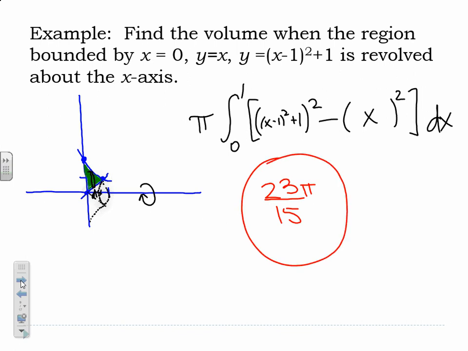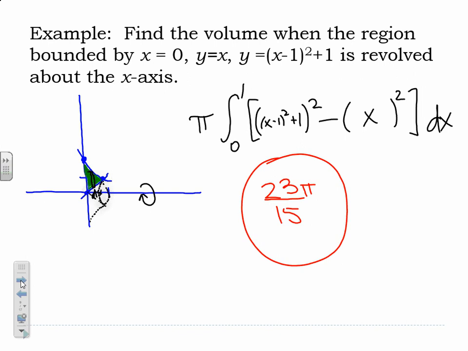Now let's talk about a couple of things with this problem. If this were a non-calculator problem, I would not make you find the answer. I would just say set it up. If this were a calculator problem, then obviously you could use the math9 command. But this is how I would want your answer.